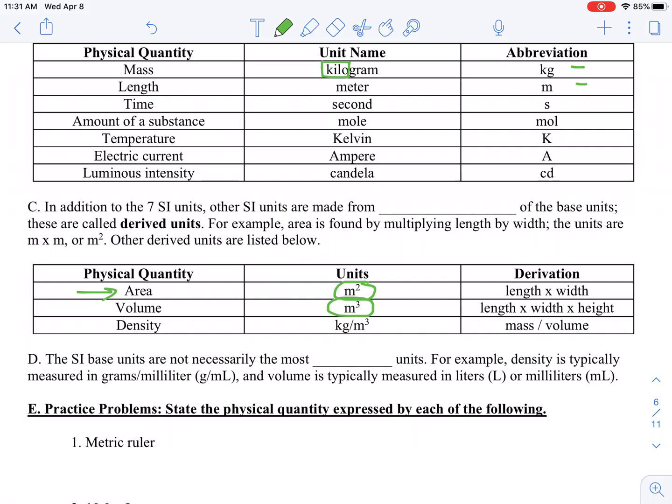Another little key difference here between these 7 base SI units and what we'll actually use in the metric system is that in the metric system we have some more common units. So the SI system is not always the most common of units. For instance, density in the SI system, as we just said, is kilogram per meters cubed. But more often, we will simply use something like grams per milliliter, right? So it's still a mass over a volume, but grams per milliliter is a little bit more common for what we'll see.